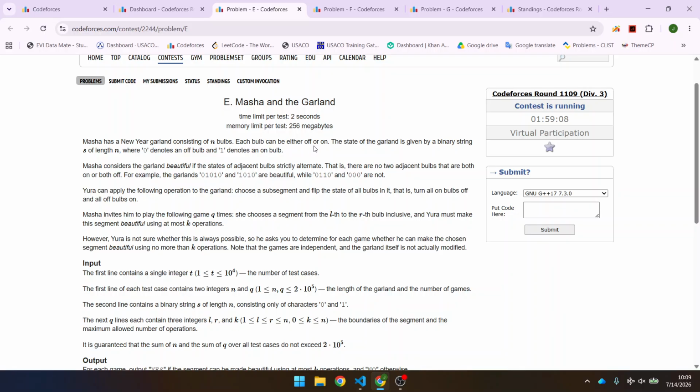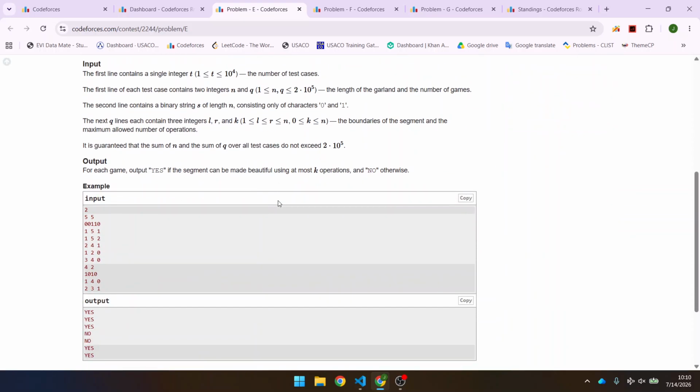Each bulb can be either off or on. The state is given by binary string s. 0 is off, 1 is on. Beautiful if the states of adjacent bulbs strictly alternate. Okay. Choose a subsegment and flip the state of all bulbs in it. Turn all bulbs on, all bulbs off. Okay. Some L to R bulbs inclusive must make the string beautiful. I'm not sure whether this is always possible. Games are independent. Okay, so you must use at most k operations to make a part of the string beautiful.